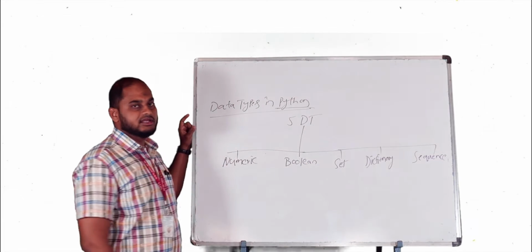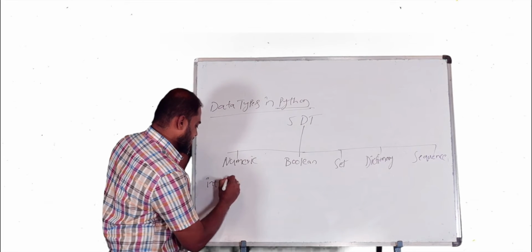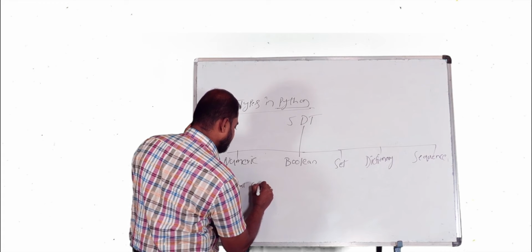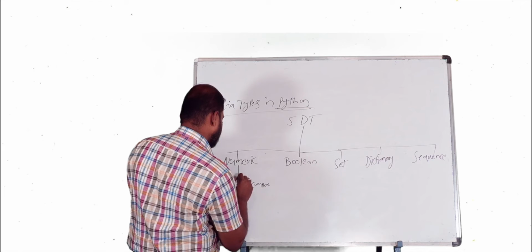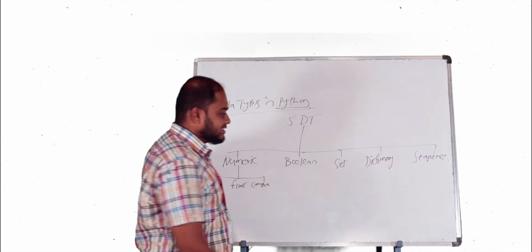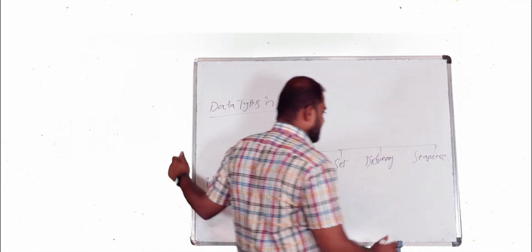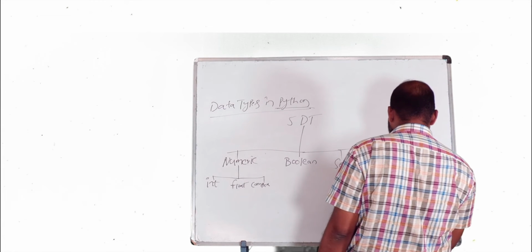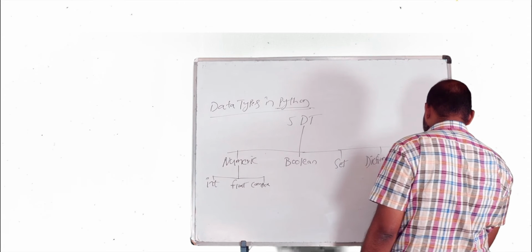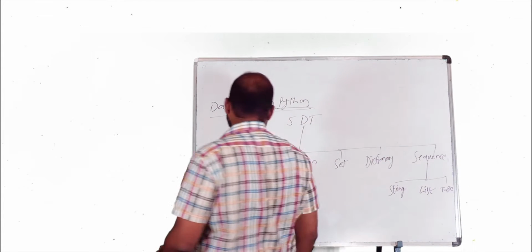Numeric is again divided into 3 data types: first one is integer, second one is float, and next one is complex. Coming to Boolean, we have 2 types of classes. Set is one type of data type, dictionary is one more type. Sequence is divided into 3 different types: first string, second list, and third tuple. We'll discuss them one by one.